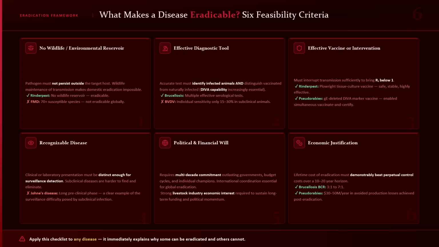Number 1, epidemiological vulnerability. Does the pathogen have a biological feature that makes it susceptible to elimination? Does it only infect one host species? Does it not survive long in the environment? Are there clear seasonal windows of transmission? These vulnerabilities are what we exploit. Number 2, an effective intervention exists. We need a vaccine or a test and remove strategy that can actually interrupt transmission, not just reduce it, but break the chain of infection entirely.